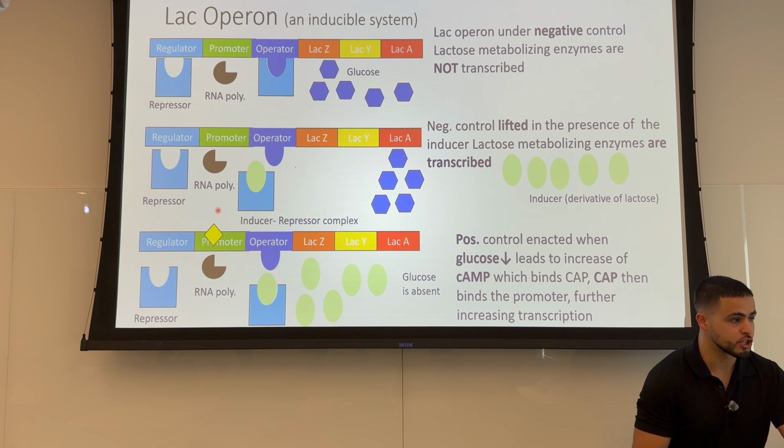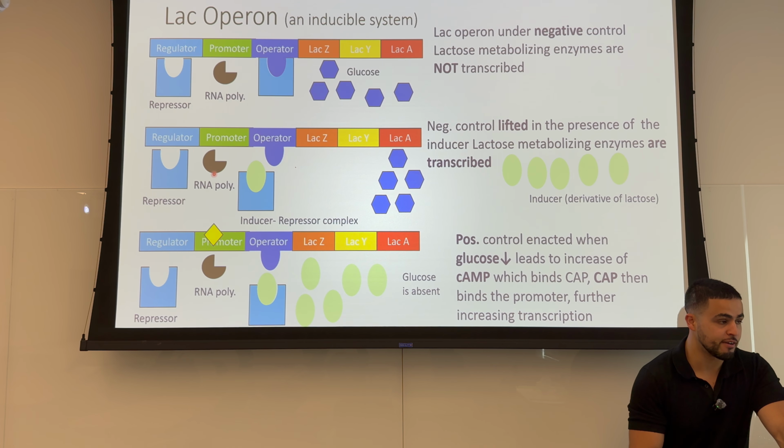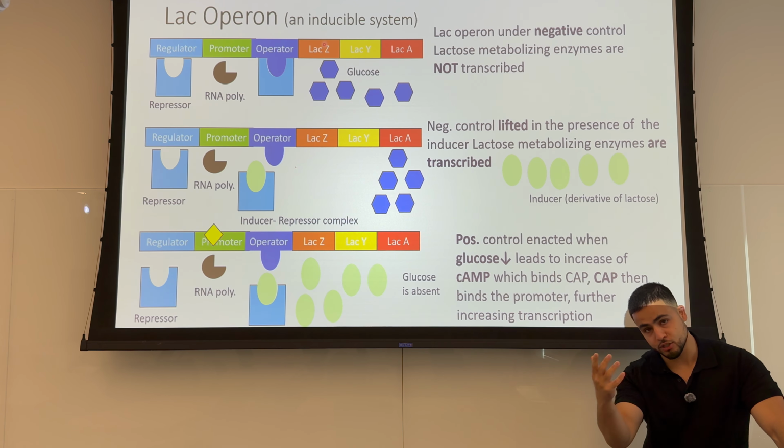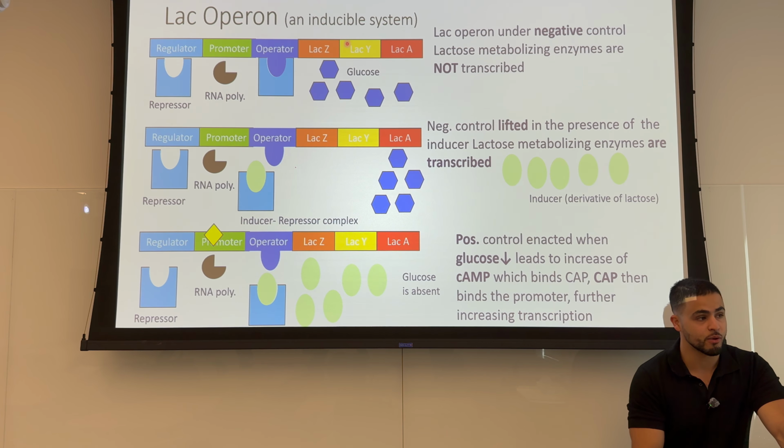Now let's get into these three different scenarios that you can have. So just to familiarize yourself with the operon, this would be an operon right here. You have a regulatory region, you have a promoter region, an operator region, and then you have your enzymes that are involved in lactose metabolism. So here you have lacZ, lacY, lacA.